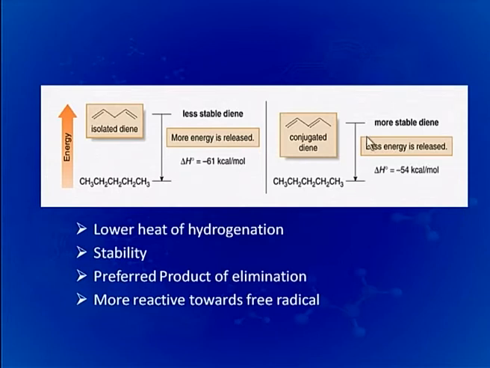Here we can see from the value of heat of hydrogenation also. This is the saturated hydrocarbon pentane. This is again the same saturated hydrocarbon pentane. This is the isolated diene and this is the conjugated diene. When the isolated diene is hydrogenated, more energy is released and finally it is converted to the same molecule as here, but here the amount of energy released in hydrogenation is less. So, it clearly indicates that the isolated diene is less stable than the conjugated diene.